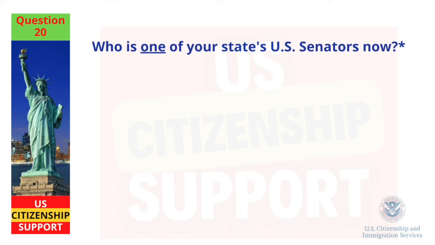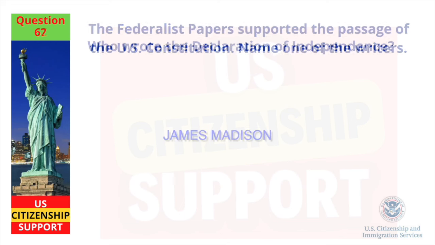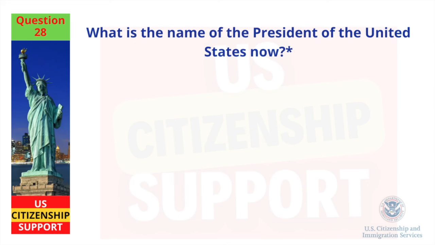Who is one of your state's U.S. senators now? The Federalist Papers supported the passage of the U.S. Constitution. Name one of the writers. James Madison. Who wrote the Declaration of Independence? Thomas Jefferson. What is the name of the President of the United States now? Joe Biden.